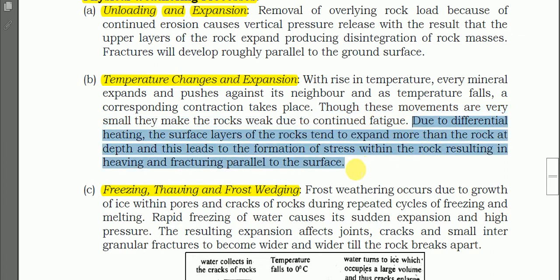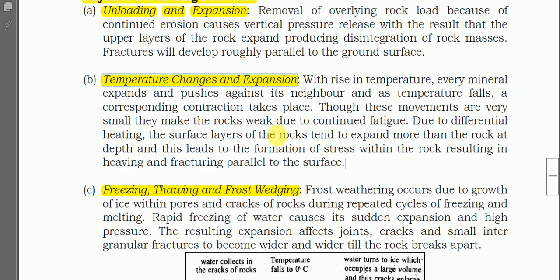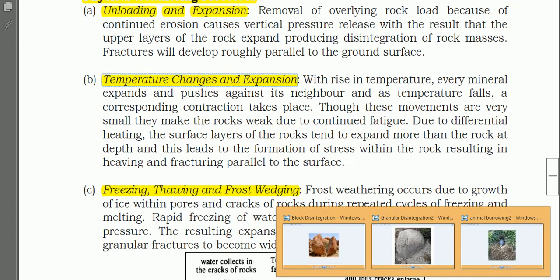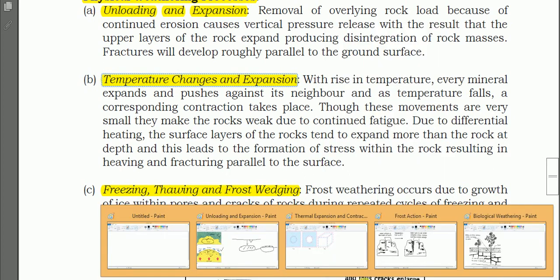Due to differential heating, the surface layer of the rocks tends to expand more than the rock at depth, and this leads to the formation of stress within the rock, resulting in heaving and fracturing parallel to the surface. We know that when an object is heated, it expands, and when an object is cooled down, it contracts, as given here.